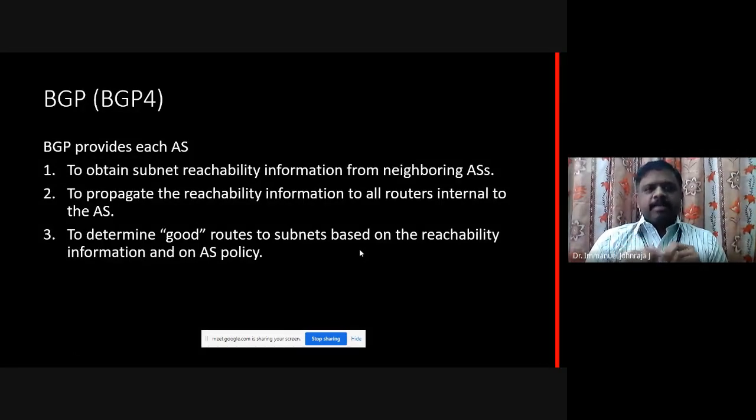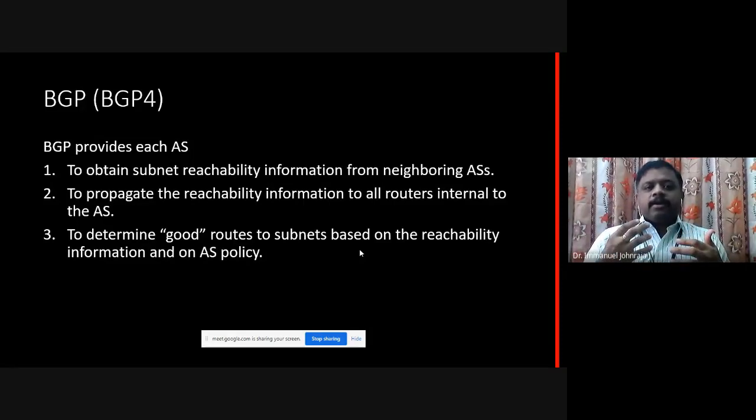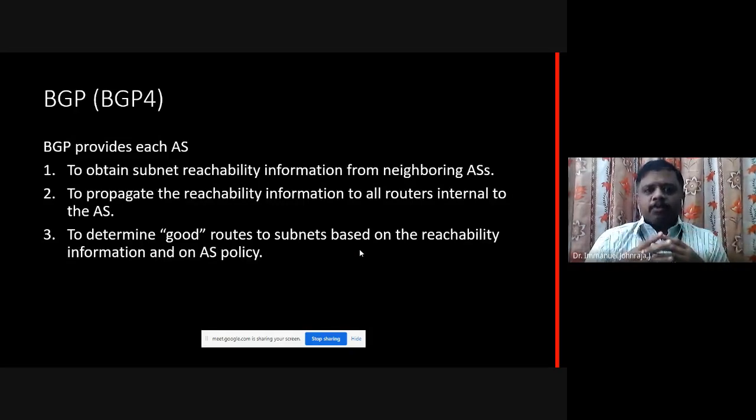The reason is that every autonomous system, as I mentioned earlier, has its own policies. So whether to accept or prevent a packet, whether the internet can be connected, or whether a website is permitted, all these come under policy. So abiding by the policy, it is the responsibility of BGP to find the good or optimal route to reach the destination. This is in a nutshell what BGP actually provides.